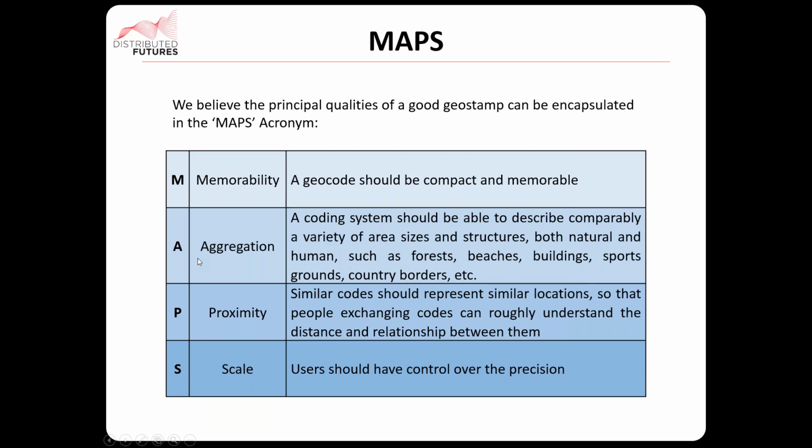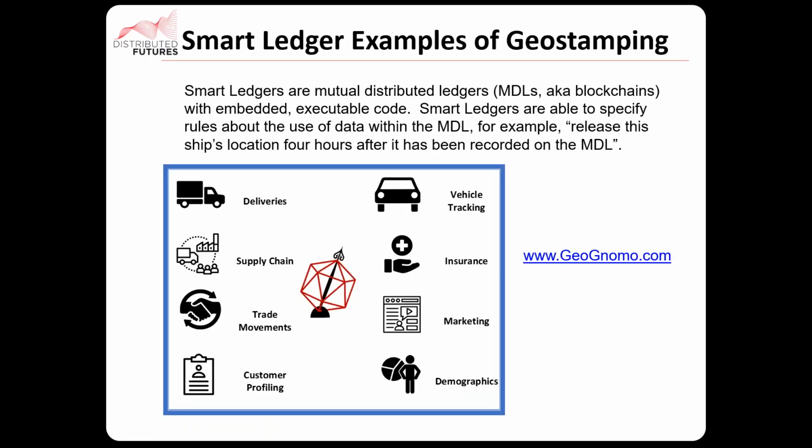Proximity. Similar codes should represent similar locations so that the people exchanging codes can roughly understand the distance and relationship between them. And scale. Users should have control over the precision of a geostamp. I'm going to provide you with some illustrations of each of these as we proceed, and there's of course far more detail in the report itself.